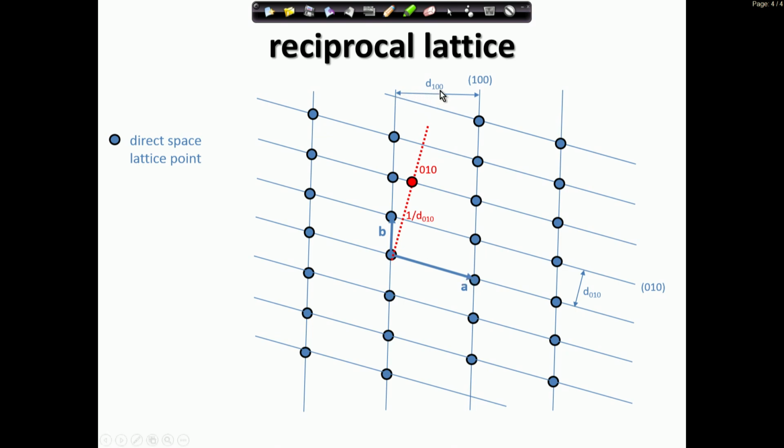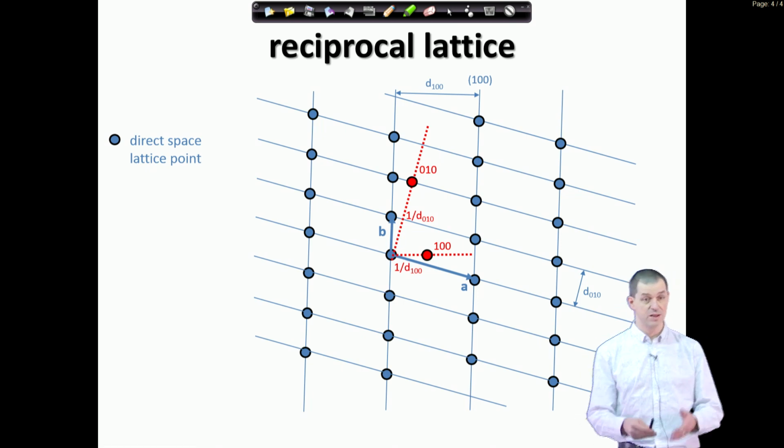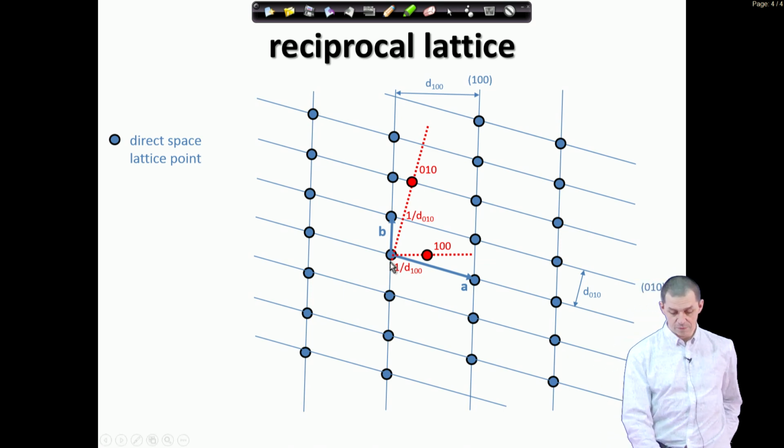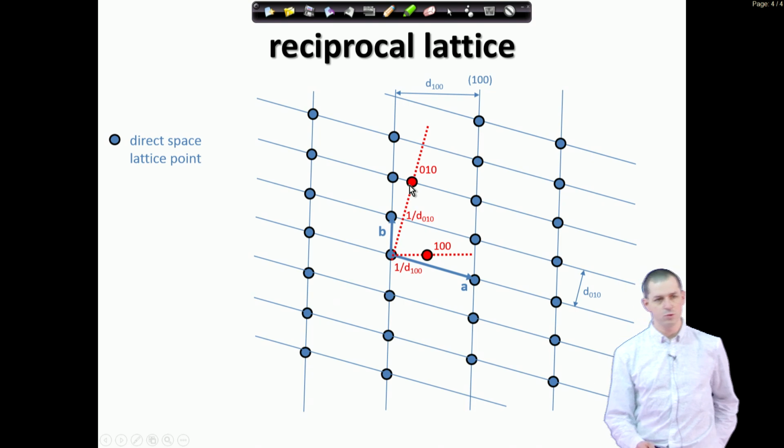Again, the D100, so that is the lattice spacing along this direction. We construct a line perpendicular to the lattice planes, and we place there a point with the distance from the origin 1 over D100. Again, the longer this, the shorter this. Because of this reciprocal relationship, we call the reciprocal space reciprocal space. And with this construction, we obtained 2 points which defined 2 vectors that can be used to construct another lattice.